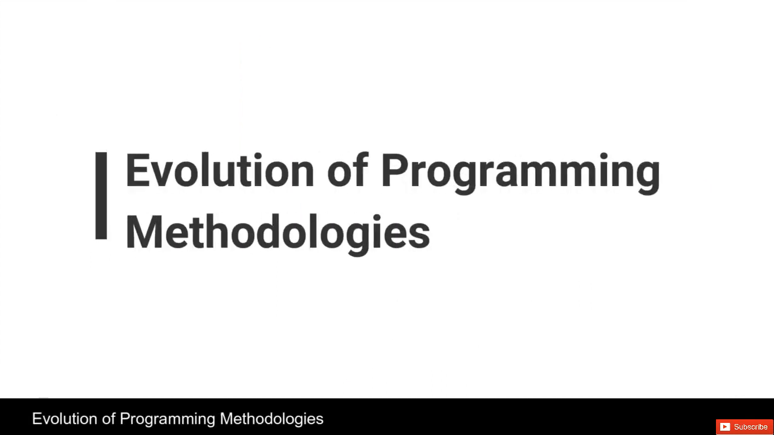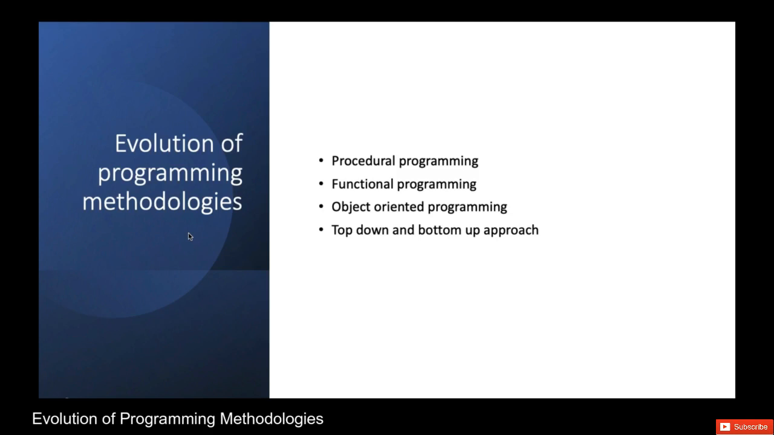Now, if we talk about the evolution of programming methodologies, we talked about what is programming. Programming had different kinds of methodologies offered in the initial times. The most popular methodology at the initial times of programming languages was procedural programming, another is functional programming, and the third, most recent and popular one, is object-oriented programming. We can follow two types of approach while programming. One is the top-down approach and the other is the bottom-up approach. When we talk about these programming methodologies, let's go one by one.